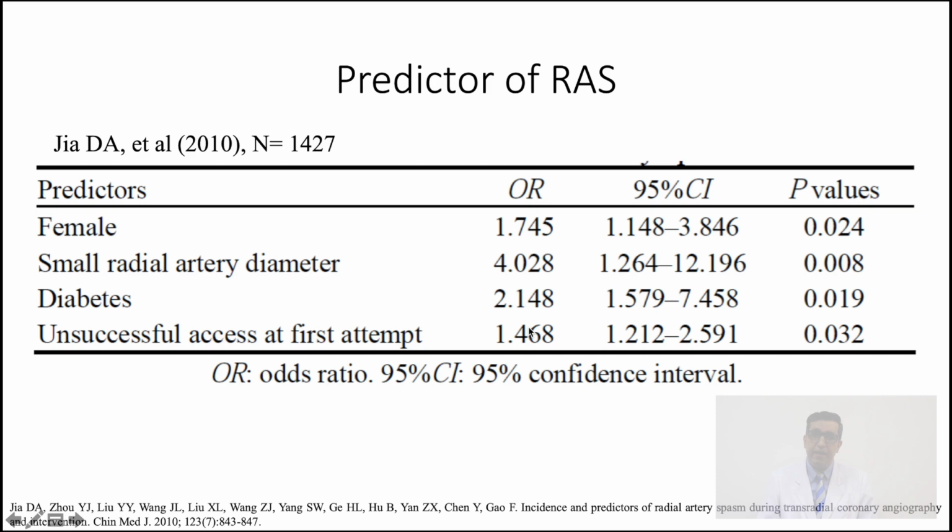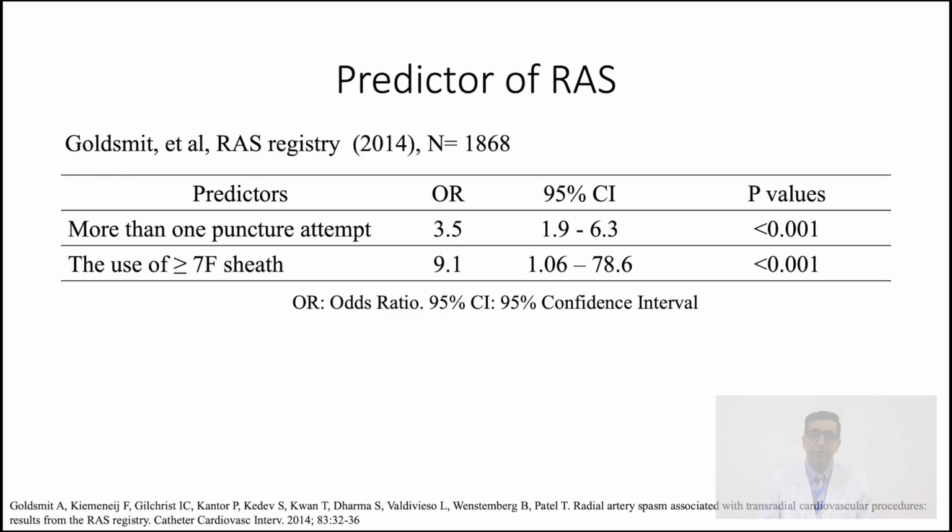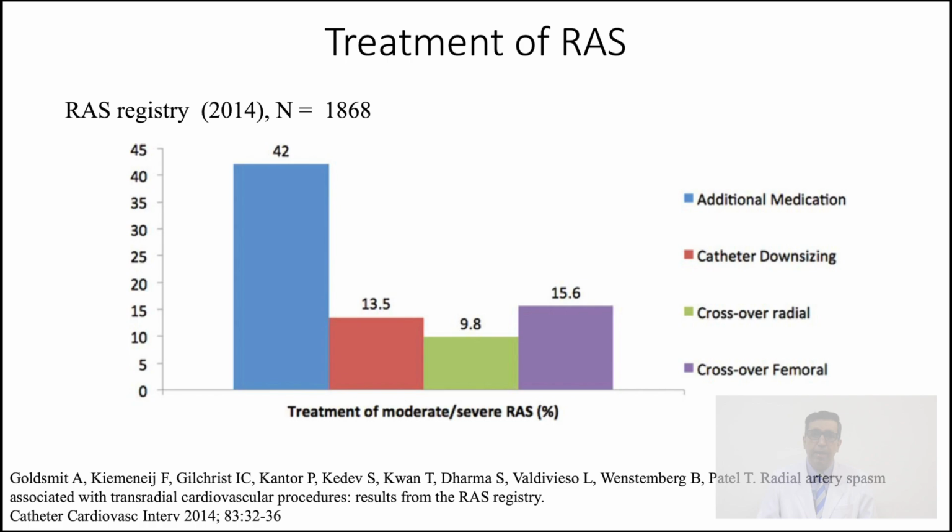There are several predictors of radial artery spasm. This study shows that female sex, small radial artery, and diabetes mellitus, with multiple puncture attempts, are the variables associated with radial artery spasm. The RAS registry showed that multiple puncture attempts are associated with radial artery spasm, as well as the use of a large sheath. The RAS registry also showed that the most common method of treating radial artery spasm is giving additional medication, in this case, additional vasodilators.